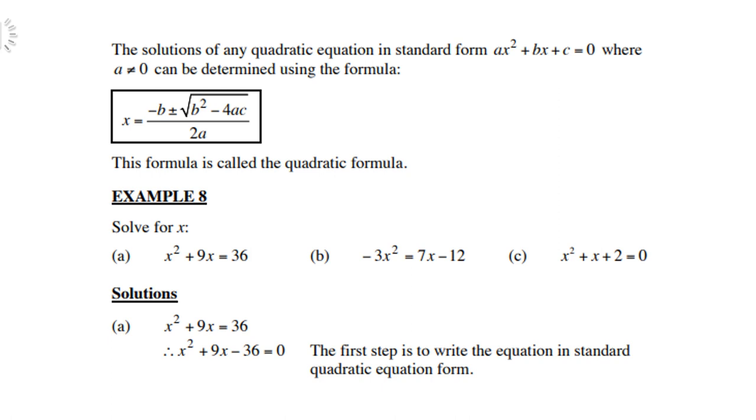Right, example 8, solve for x. x squared plus 9x equals 36. So let's start with the solution. So x squared plus 9x is 36. So bring the 36 to the left-hand side. And this first step is to write the equation in standard quadratic form.